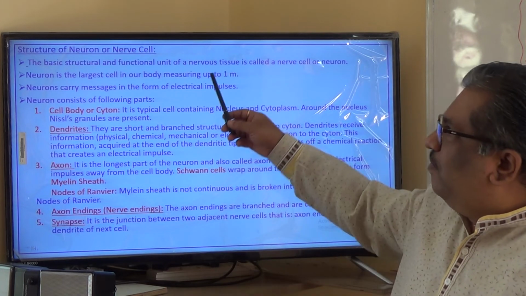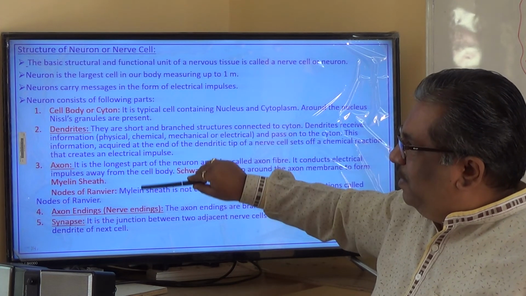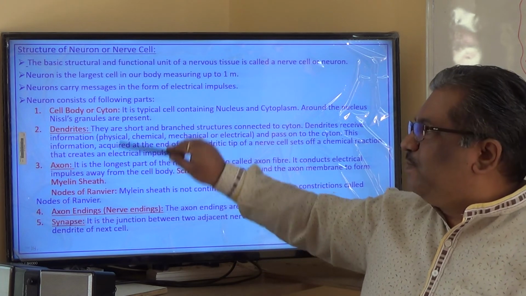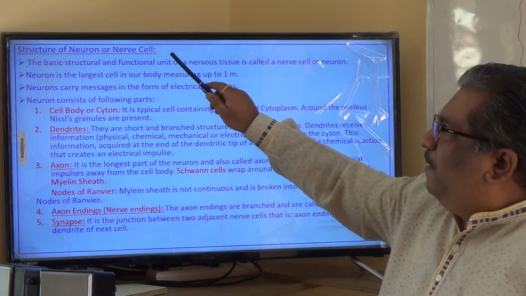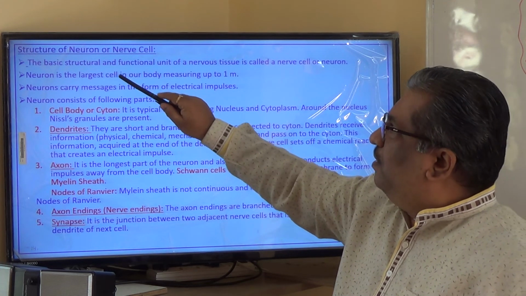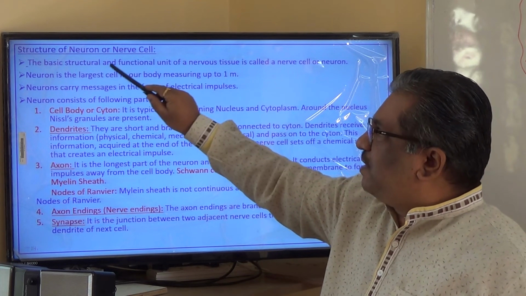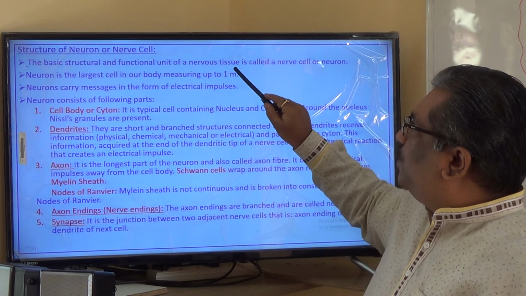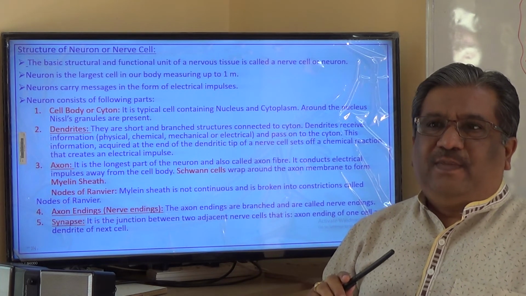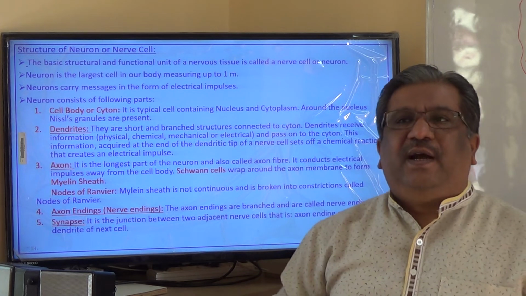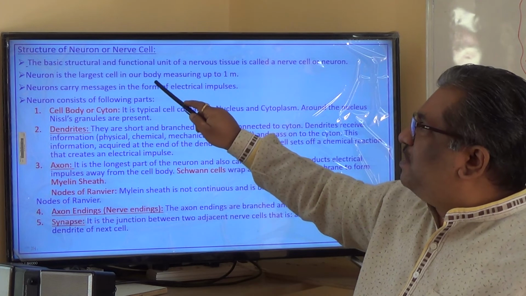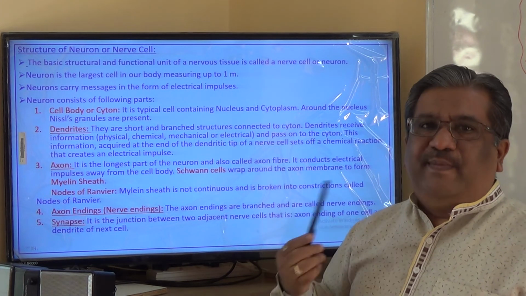Here, whatever we discussed in brief, a small note is given which is important to note. The functions have been explained here. So what is the structure of the nerve or a neuron? The basic structural and functional unit of a nervous tissue is called a nerve cell or a neuron. What is a neuron? That is the question. So, it is the basic structural unit and also the functional unit of a nervous tissue. Neuron is the largest cell in your body. Sometimes it goes up to 1 meter long.